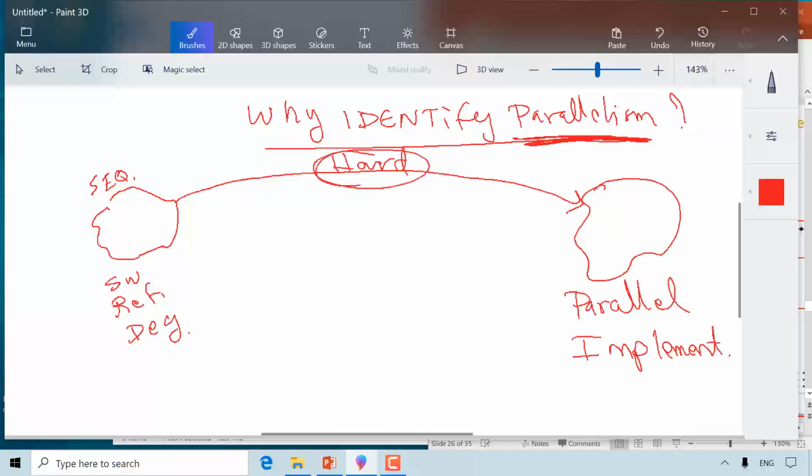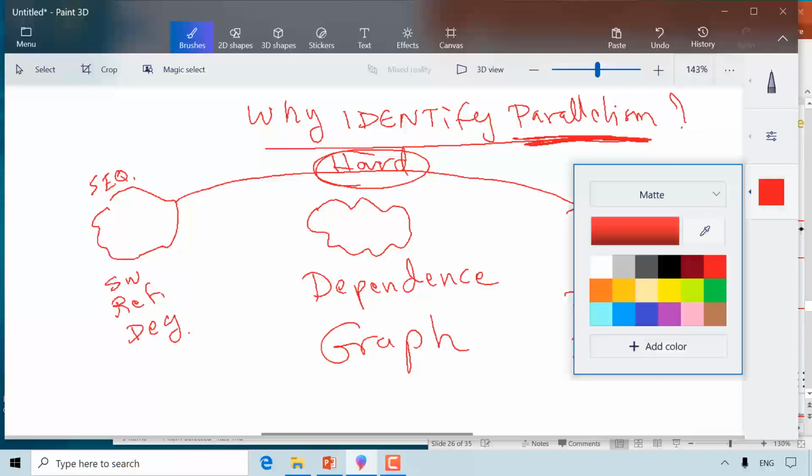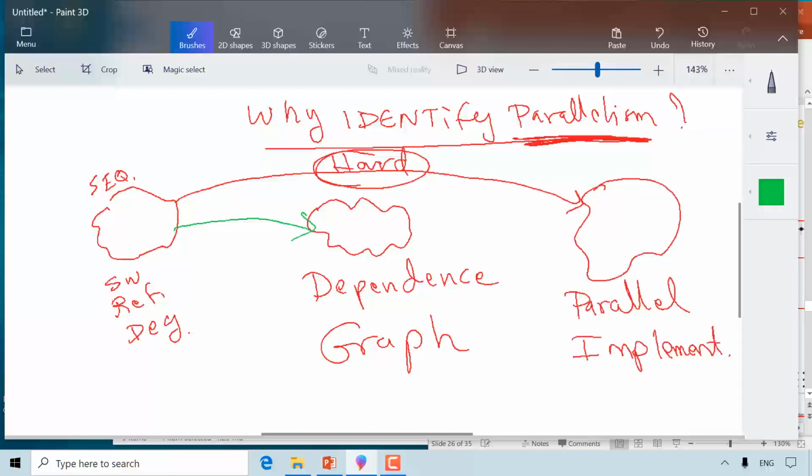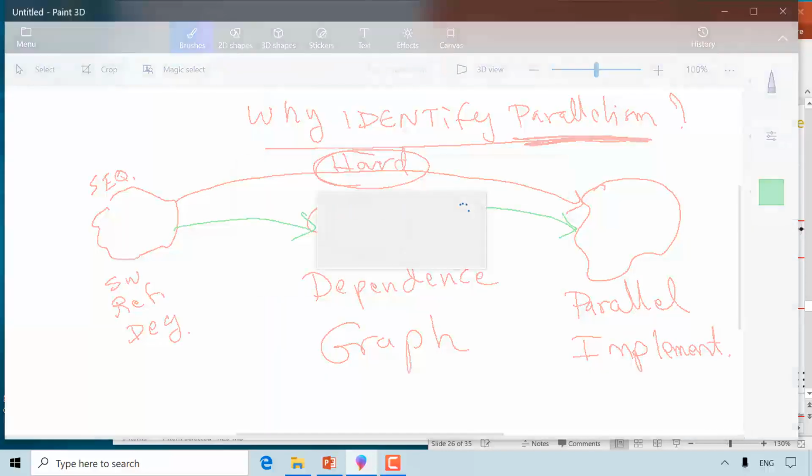So what do we do then? We have to go through an intermediate step that makes it easier, and that step is the dependence graph. So from the software reference design, we go to a dependence graph, which makes it easier for me to explore parallelism and go for a parallel implementation, to have the benefit of speeding up the design in spatial design.